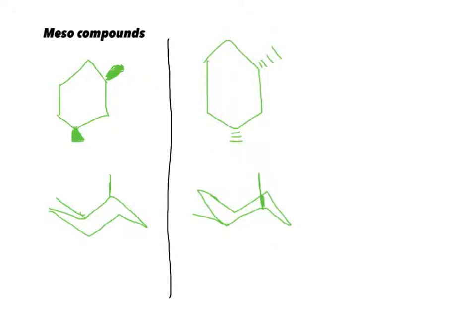Meso compounds, or mesoisomers, are compounds that have symmetry. Here and here both have symmetry, as well as here and here. Therefore, both compounds are mesoisomers.